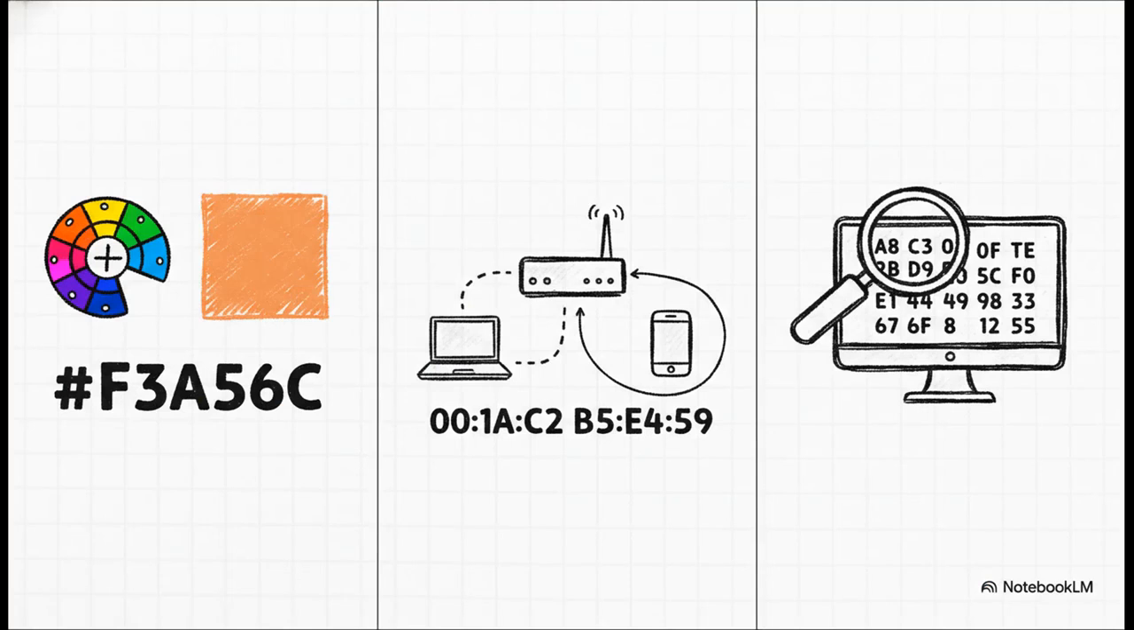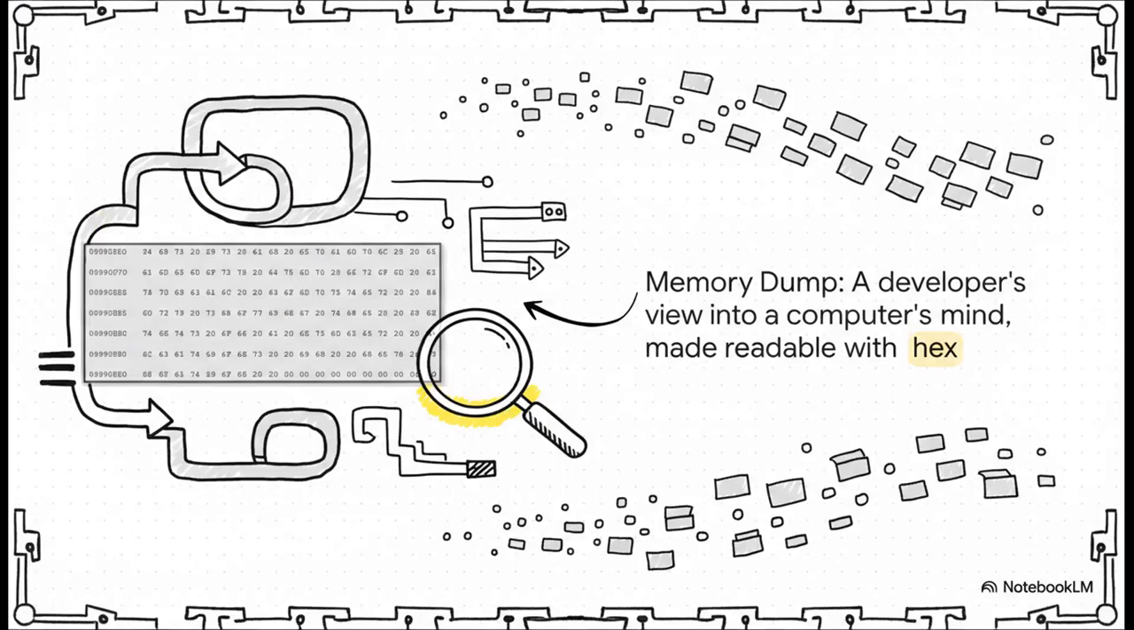Seriously, hex is everywhere. You see it in the color codes on websites. It's used for the unique ID on your phone, your laptop, every device on your network. And for developers, it's an absolutely essential tool for peeking under the hood and seeing what a computer is really thinking. So this right here, this is what's called the memory dump. Think of it like a brain scan of a computer at a specific moment in time. For a programmer trying to hunt down a nasty bug, this is invaluable.